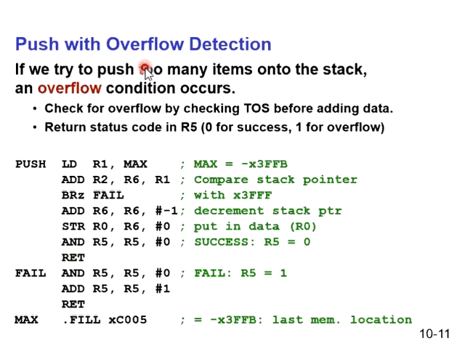And with push we have overflow detection. Okay, and over here in the extension we also use the register R5 to say 0 or 1. 0 is success, and 1 is overflow. That means we couldn't put another value into the stack because the stack is full. So over here we have the value C005. That means negative 3FFB. This is the last address or the last location.